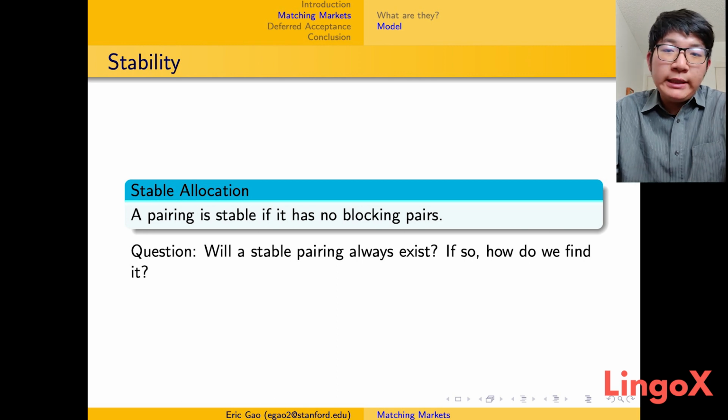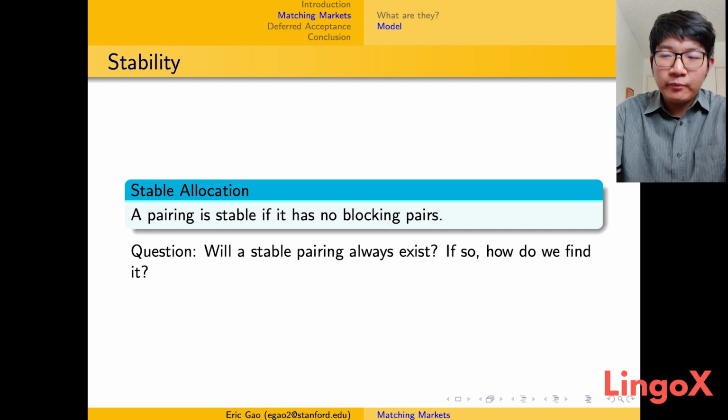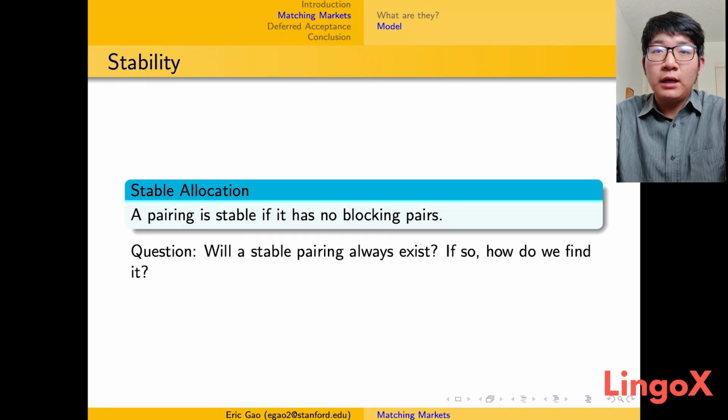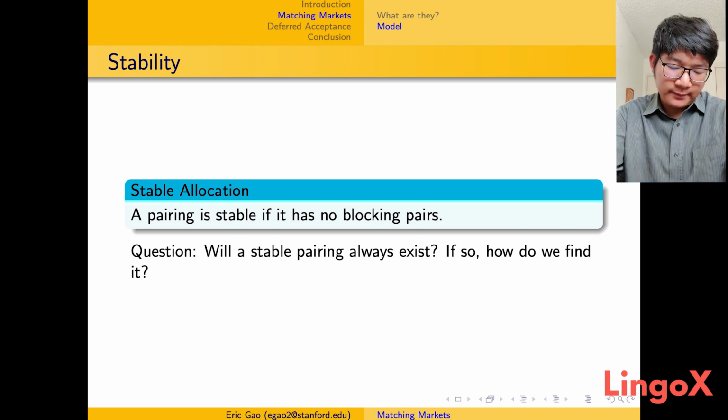As such, a natural question is, will a stable pairing always exist? And if so, how do we find the stable pairing? At first glance, it might seem very difficult to answer this question, but luckily we have a positive answer, which is in the form of the deferred acceptance algorithm.